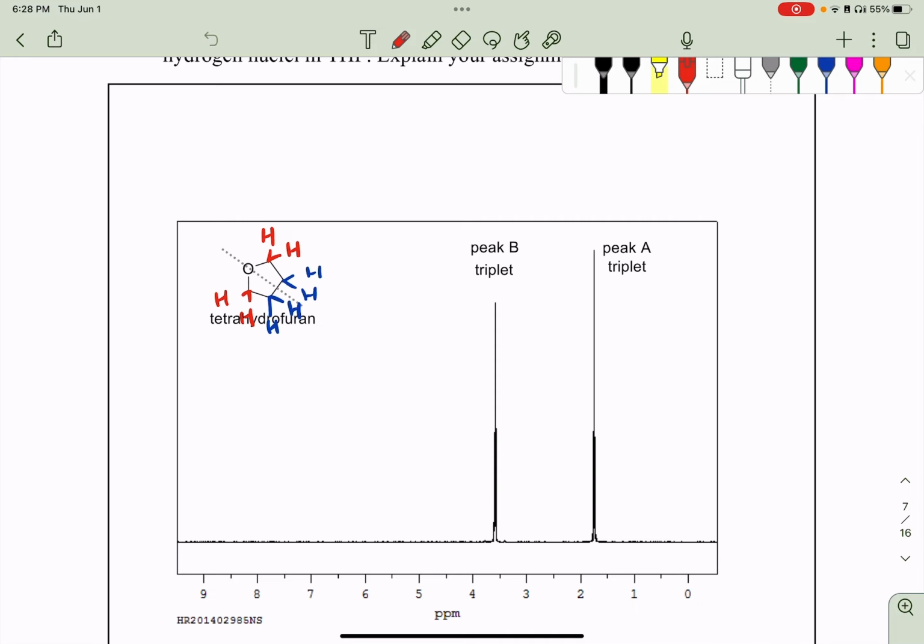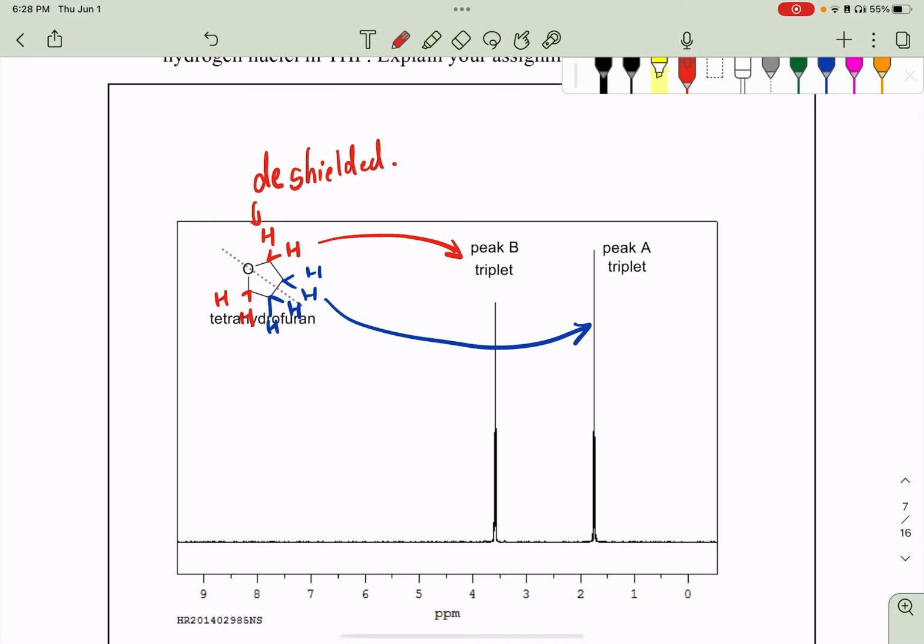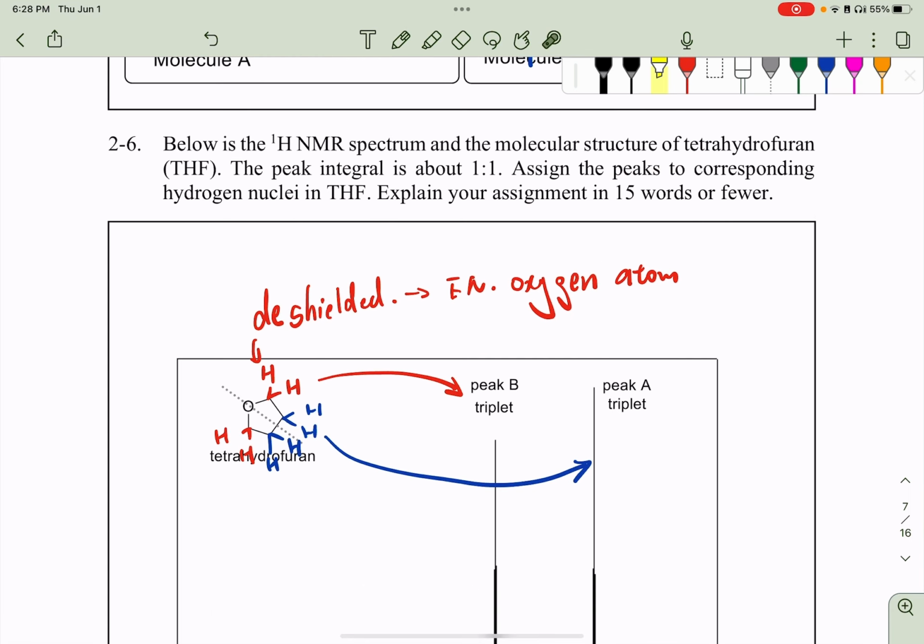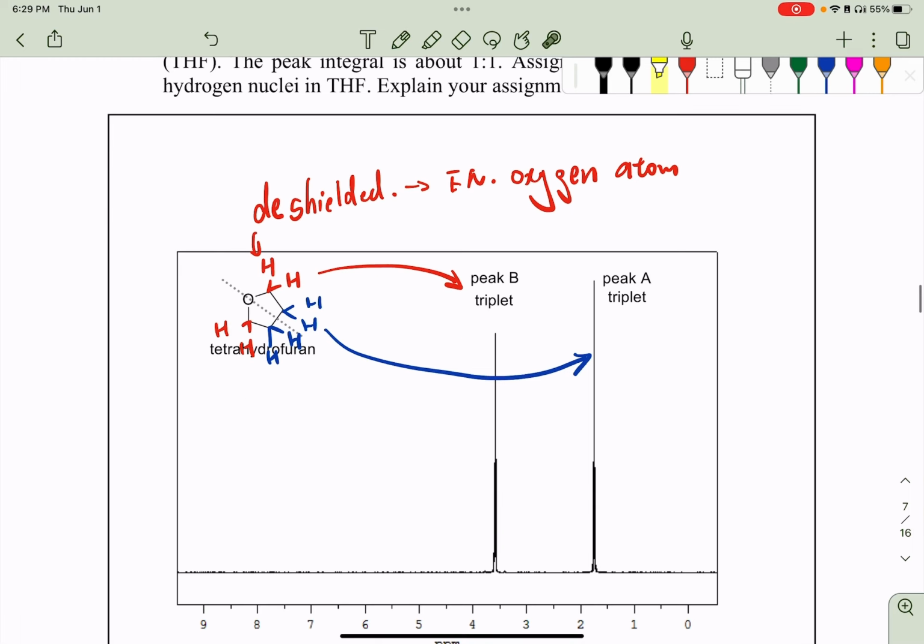So let's see. We can just simply draw arrows here. And you can say these are de-shielded by electronegative oxygen atom. And again, it's within 15 words or fewer. You don't have to write a whole essay for this kind of explanation. How many words did I use? 1, 2, 3, 4. And that's good enough.